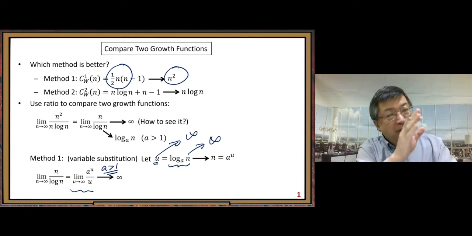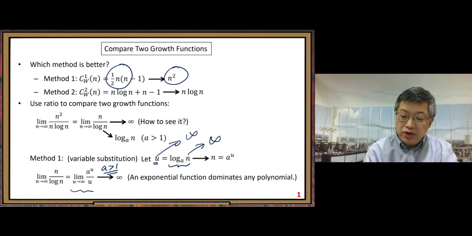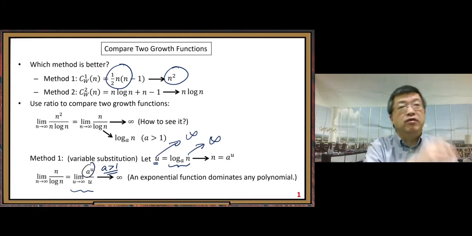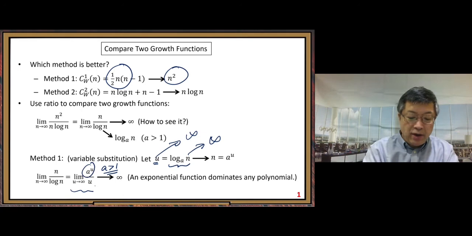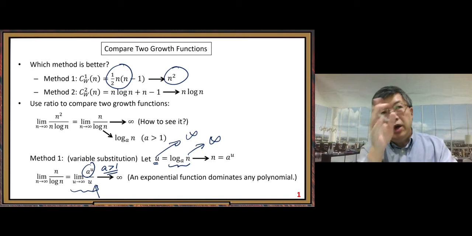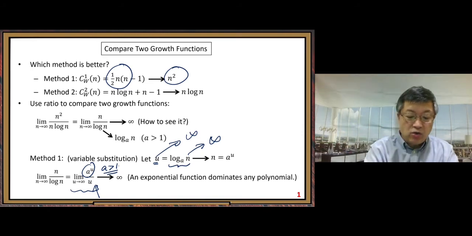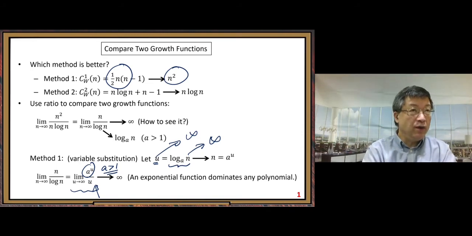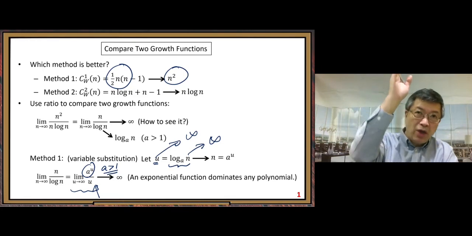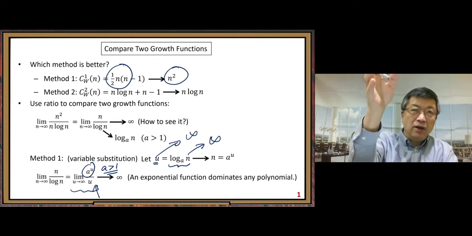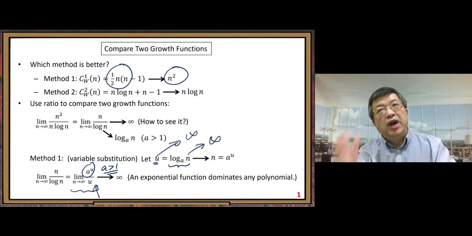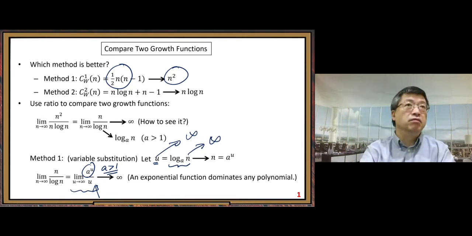Here we can use the argument: an exponential function dominates any polynomial. So the numerator is an exponential function, and the denominator is a special polynomial. So here we assume the base greater than 1. That kind of exponential function always dominates any polynomial function. If we can use that fact, we get the answer.